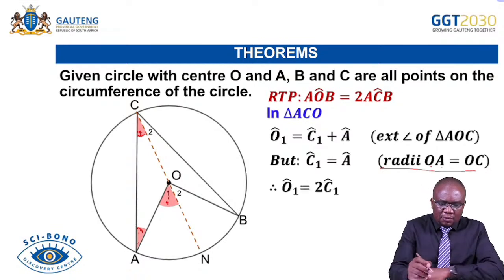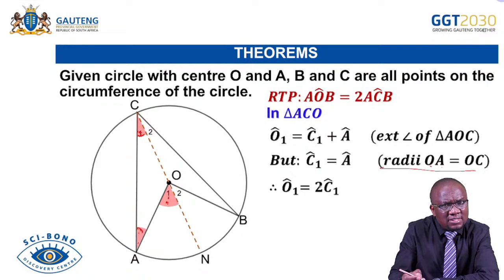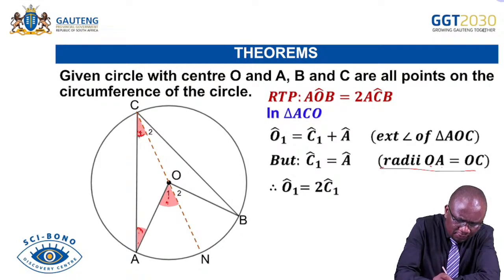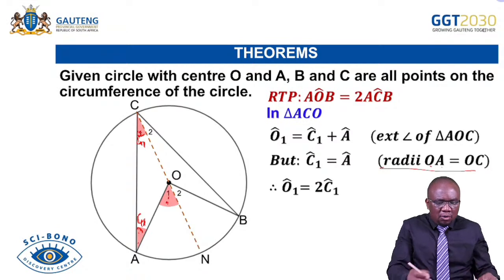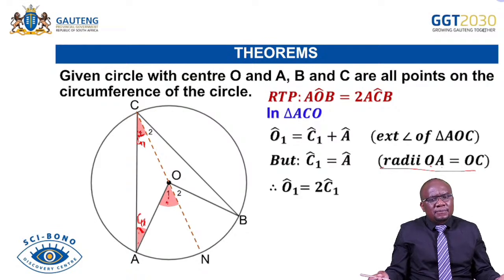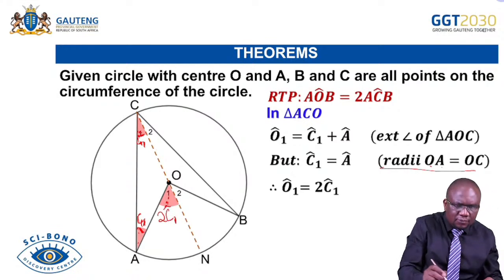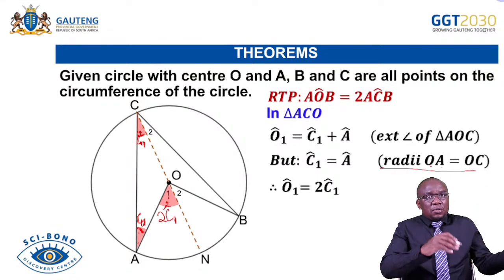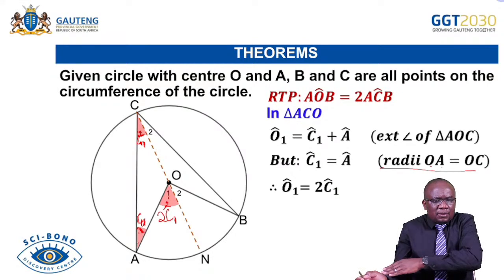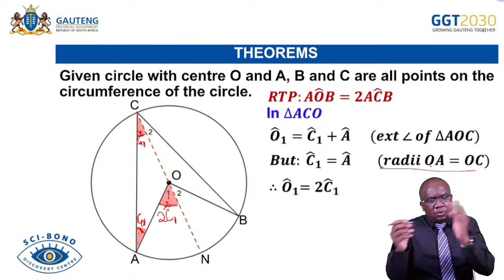And then, it means O1 is equal to 2 times C1. Do you understand that? Because this is C1, and this is like C1 because these angles are equal. So O1 is C1 plus C1, which is 2C1. So this angle here is 2C1. Okay? Don't forget that this angle is 2 times angle C1. Let's go to the other side.